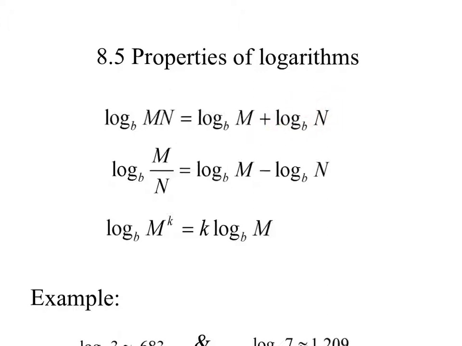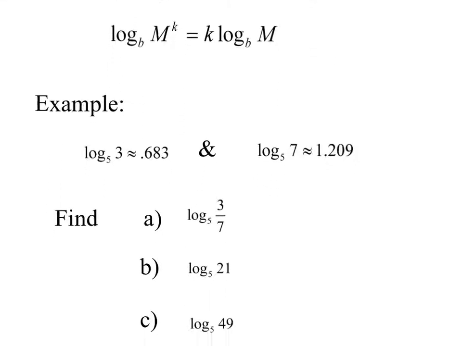The second property says that if you are dividing inside the logarithm, you can separate it into the log of the first thing minus the log of the second thing. And the third property says if you have what's inside the logarithm to an exponent, you can drag that exponent out front so that m no longer has an exponent, the exponent's out front. So let's look at some examples here.